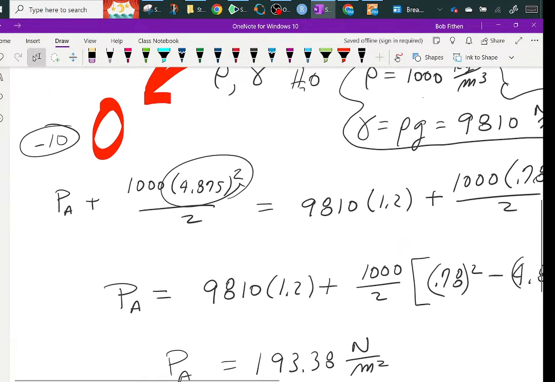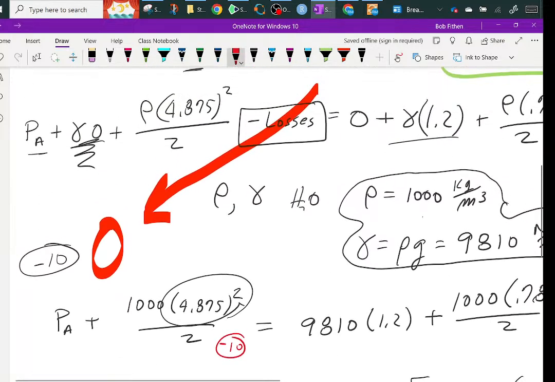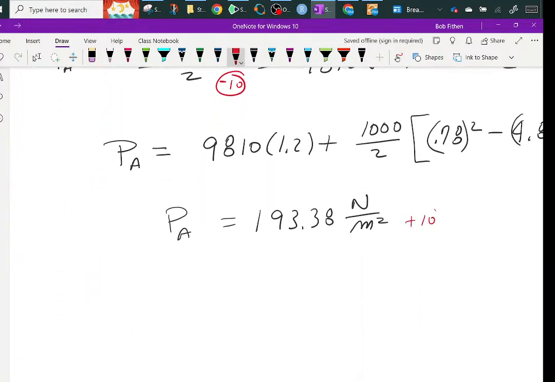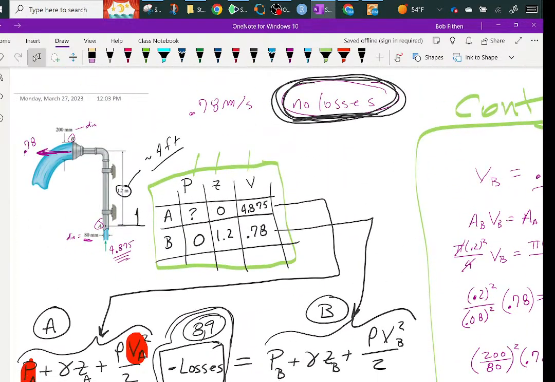So if you think about it, this minus 10 would sit here. Let me do it in a different color. You have this minus 10 sitting right here. And then you would move that minus to the other side and it would become a plus 10. So what would happen to the pressure there? The pressure at A would have to jump up, have to increase to overcome the losses that you're going through.